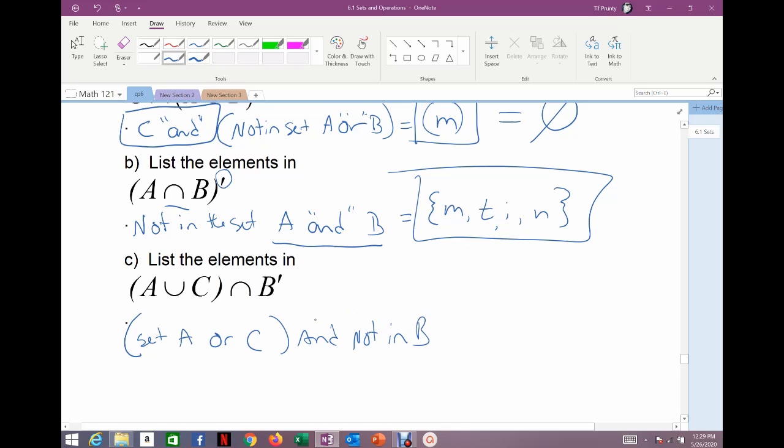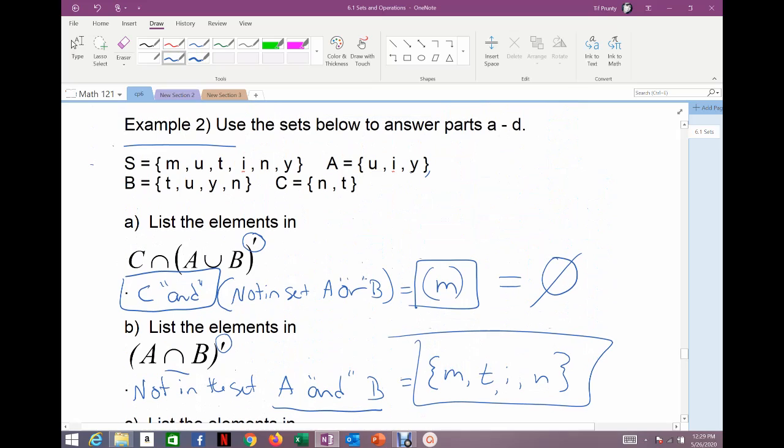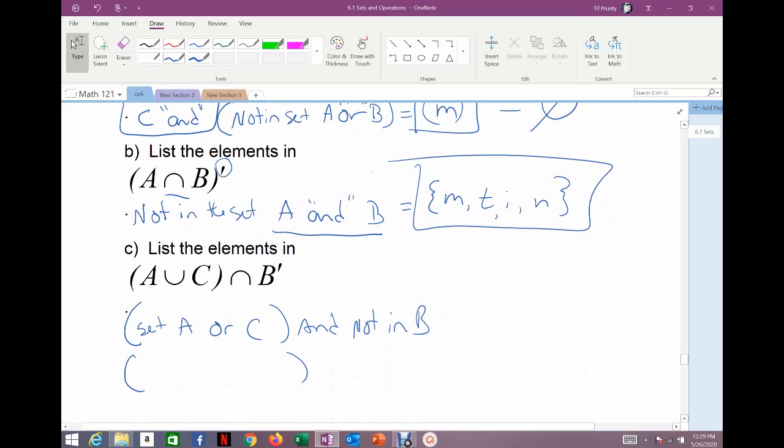So the first thing, I'm going to list everything that's in set A or C. Remember, or is all inclusive, and if they share anything, they just count it once. A is U, I, Y, C is N, T, nothing shared, so I just write down U, I, Y, N, T. Those are all the letters from A or C. U, Y, I came from A, N and T came from C, and now I do the and not in B. So I'm going to write my B down so I have it.